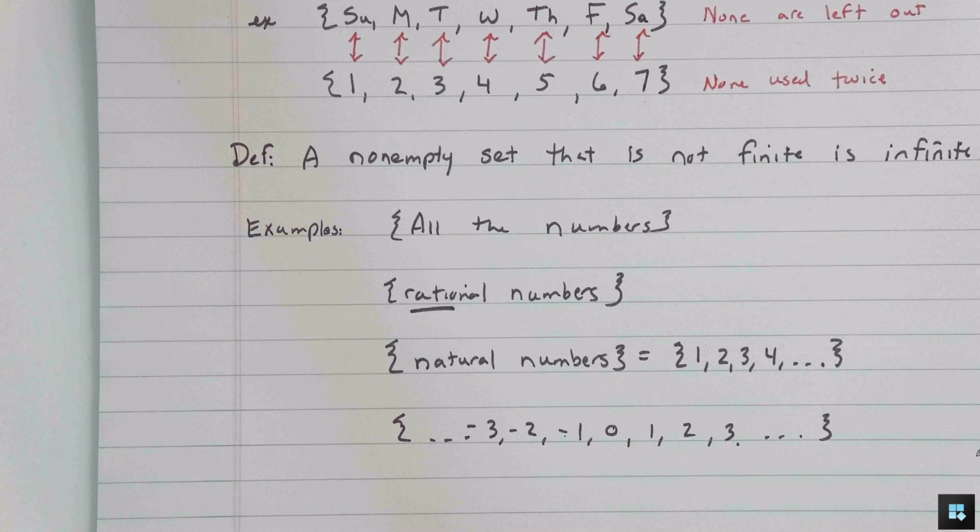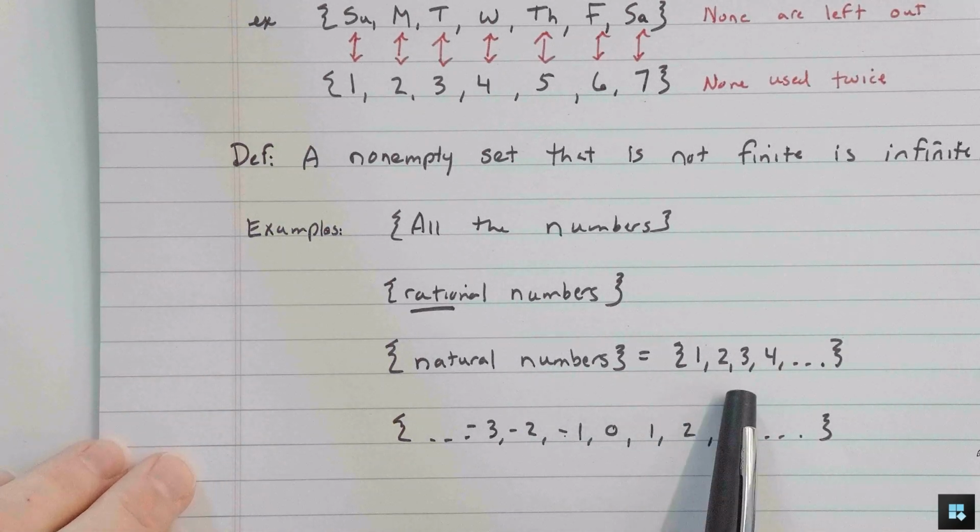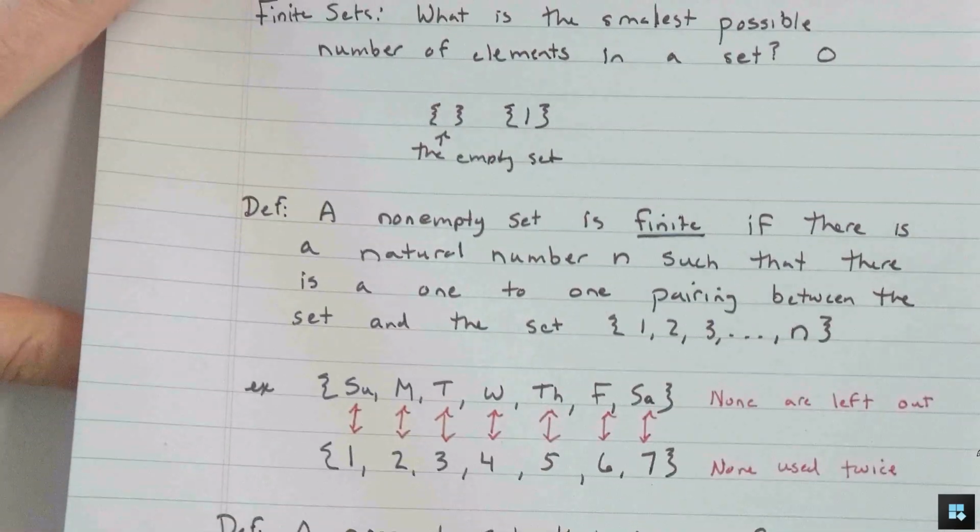Well, let's prove one of these sets is infinite. Let's prove the natural numbers are infinite. So the natural numbers, the numbers that we count with, 1, 2, 3, 4, and so on.